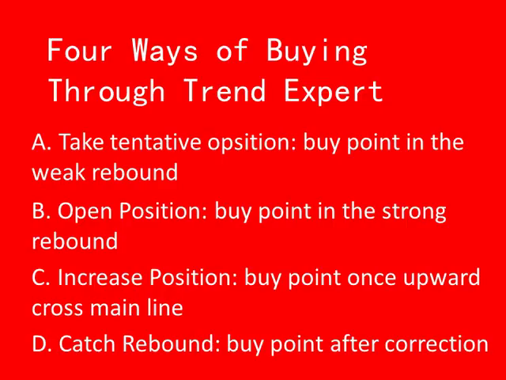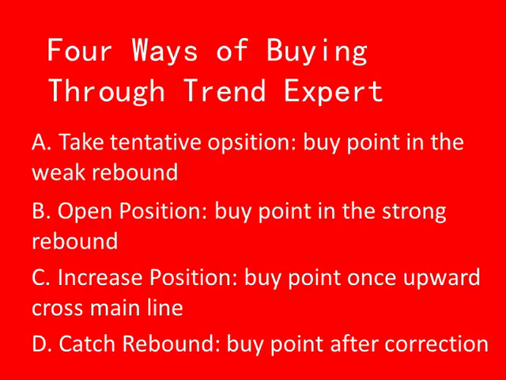So I hope you can remember the four ways of buying through Trend Expert. The first one, take tentative position, buy point in the weak rebound. The second one, open position, buy point in the strong rebound. Increase position, buy point once upward cross main line, and catch rebound, buy point after correction.